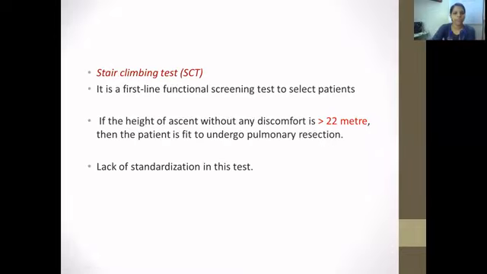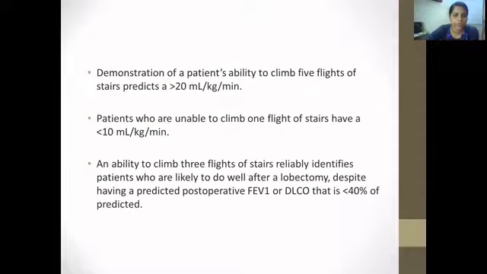Stair climbing test is a first-line functional screening test to select patients. If the height of ascent without any discomfort is more than 22 meters, then the patient is fit to undergo pulmonary resection. But there is a lack of standardization of this test. Demonstration of a patient's ability to climb 5 flights of stairs predicts more than 20 ml per kg per minute of capacity. Patients who are unable to climb 1 flight of stairs have less than 10 ml per kg per minute.